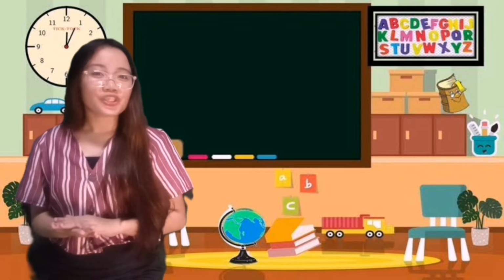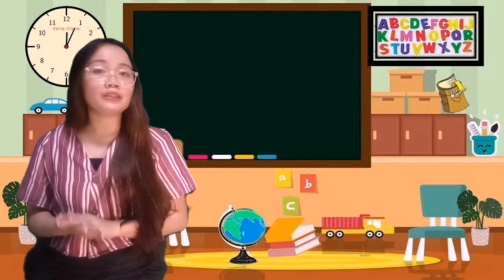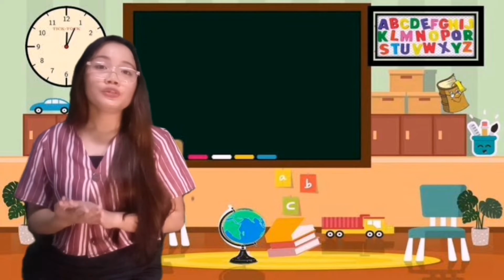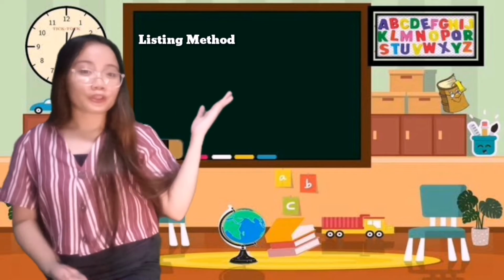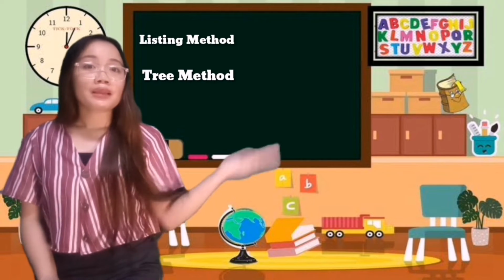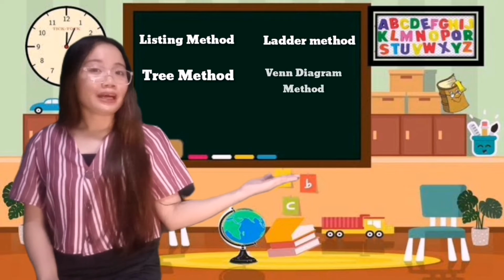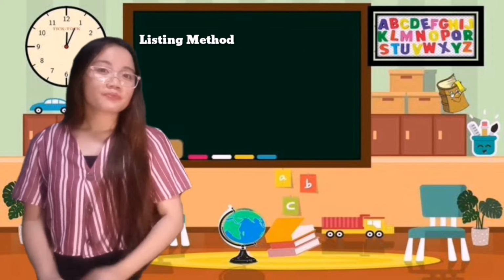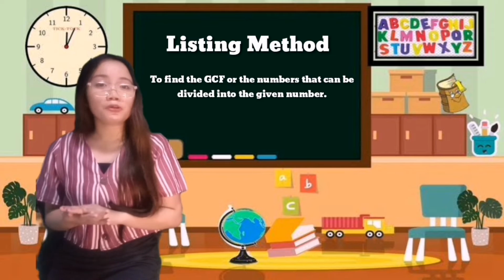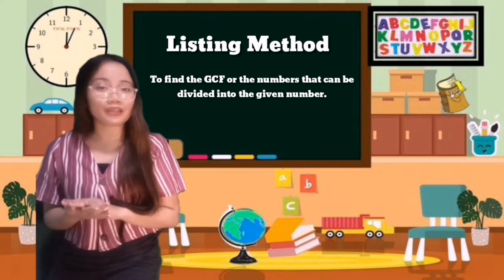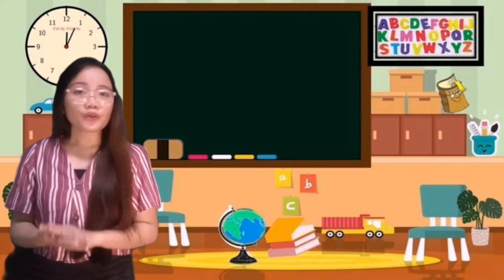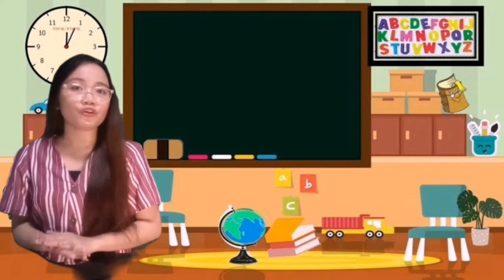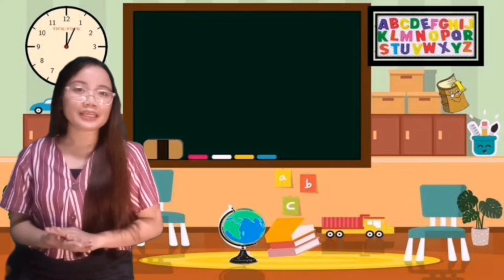For today's discussion, I will teach you how to find the greatest common factor using different kinds of methods. Introducing the listing method, tree method, ladder method, and Venn diagram method. Finding the GCF, or the greatest number that can divide the given numbers, is done in the listing method. Let us try to find the GCF of 24 and 36 using the listing method.